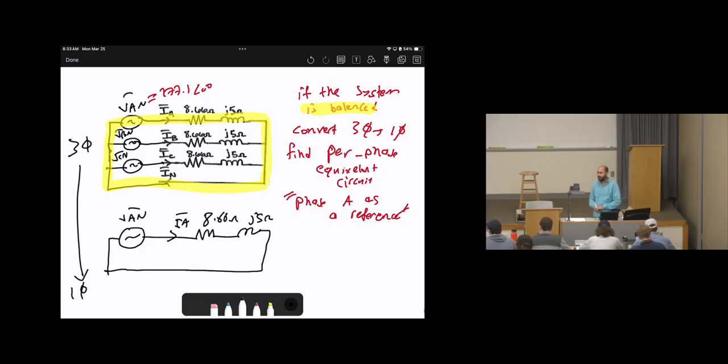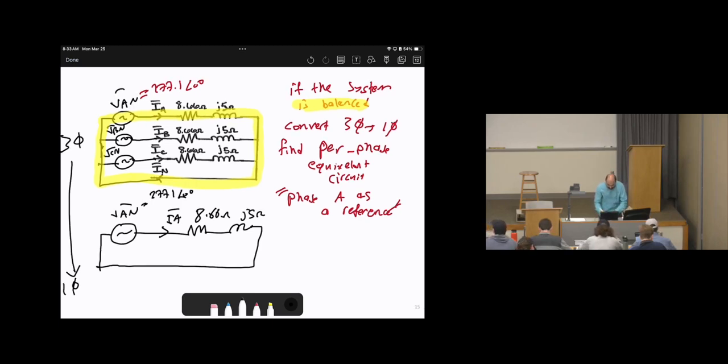Now, can you calculate IA? Do you know how to calculate it? We know VAN is 277.1 angle 0 degrees. It is a single-phase problem. We know how to deal with this. You can go back to chapter 5. So how to calculate IA? Can you tell me how? Equivalent impedance. Take the equivalent impedance. We can do Ohm's law, right? Ohm's law, or you can do KVL, whichever is more convenient for you.